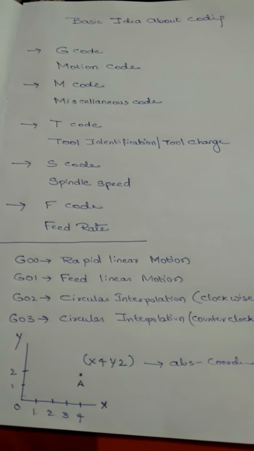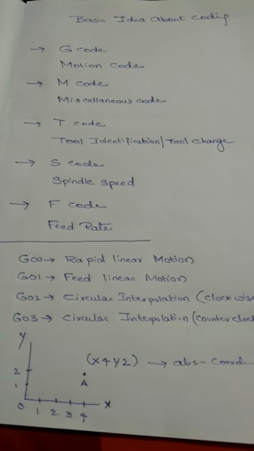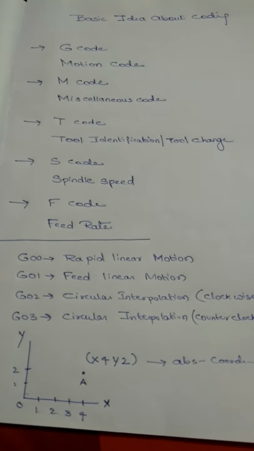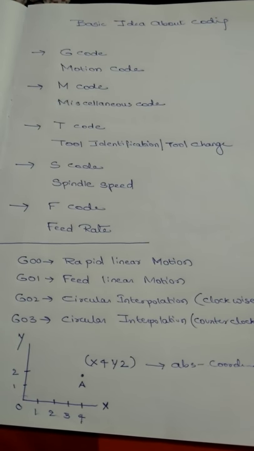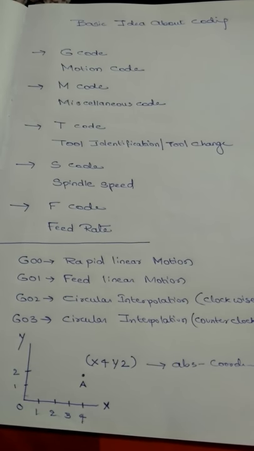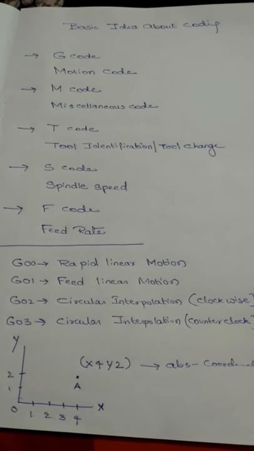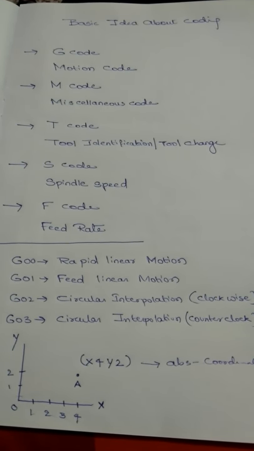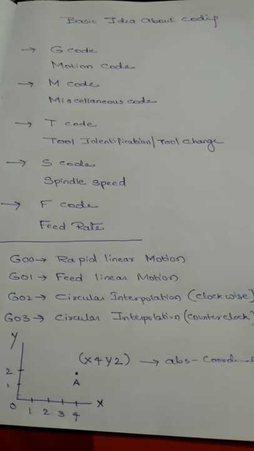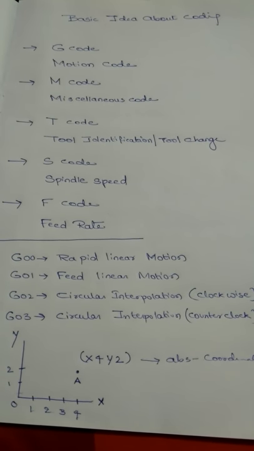S code is for spindle speed, like how much RPM we require to rotate the spindle. F code is feed rate, whether in inches per minute or mm per minute. We need to decide the unit in the programming itself. Next, we will be discussing the G codes which are very basic, which are just required for the part programming, which I'll be discussing later.